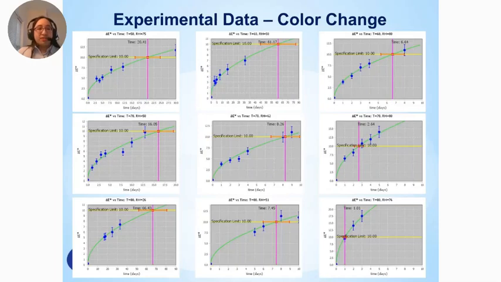Experimental data for color change. Again, at several of these conditions, we're bracketing or at the specification limit. This is a 30-day study. In some conditions, like the one I just showed you, we're extrapolating to reach the specification limit. So that leads to a little bit of a bigger error bar.